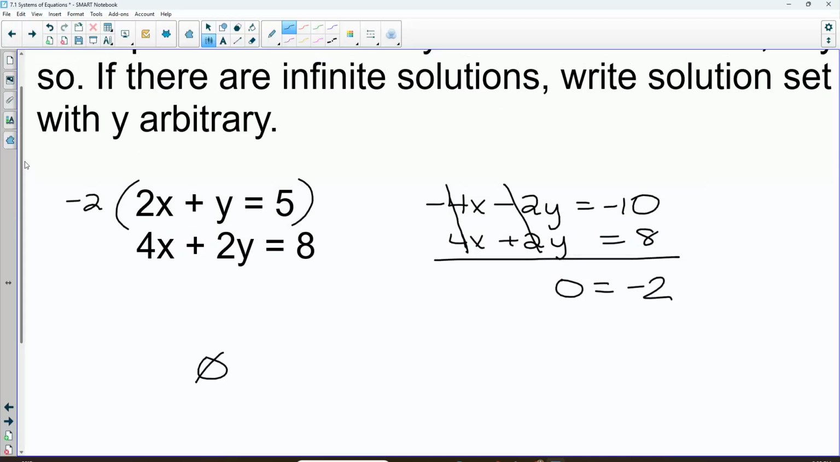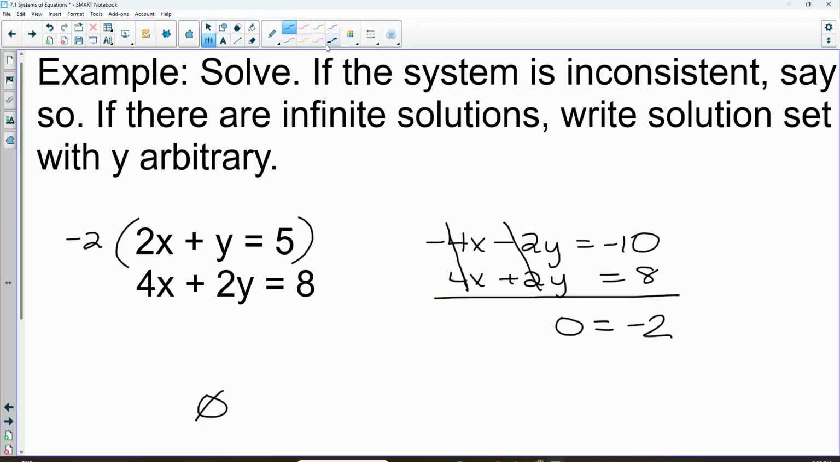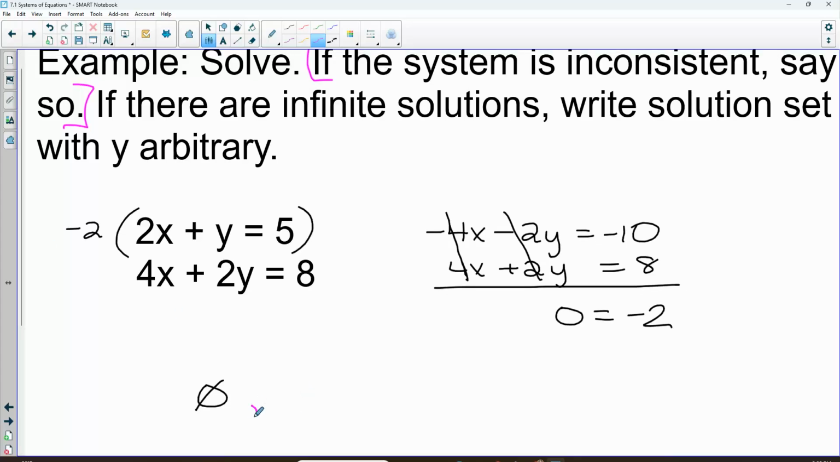When I give you any of these, it will say solve. If the system is inconsistent, say so. Anytime you get no solution, you are going to have to tell me this is an inconsistent system. Okay, so that means these lines were parallel, they never met. No solution is my answer. The type of system is inconsistent. And that happens anytime all of your variables cancel and you're left with a false statement.